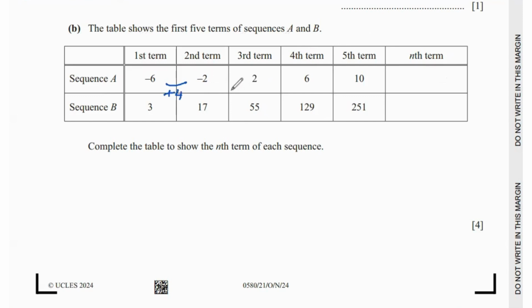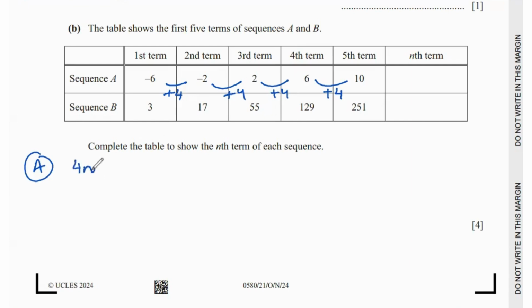Then between negative 2 and 2, we're again adding 4. Between 2 and 6, again adding 4, and same case between 6 and 10. So which means we have a common difference of 4. So for A, as I've told you previously, when we're trying to find the nth term, if we have a common difference, we multiply the common difference by n first.